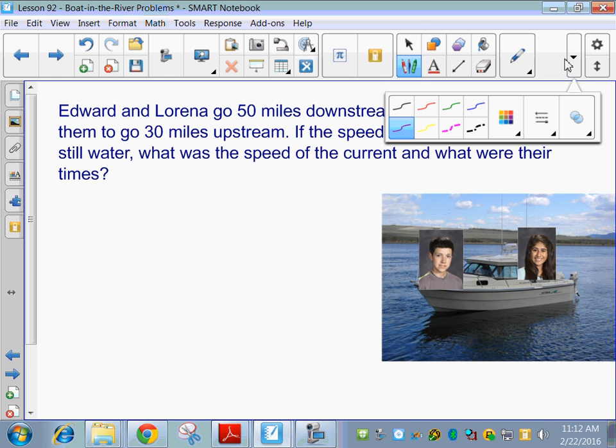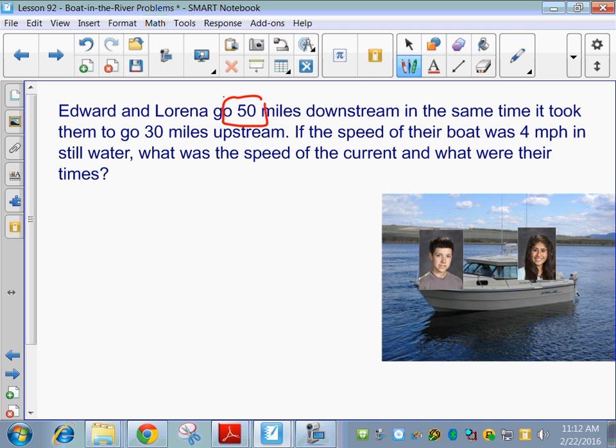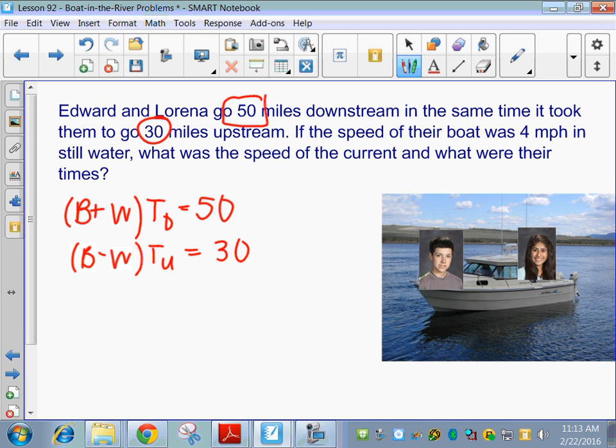All right. So let's get some colors going here. We've got 50 miles downstream. If we're going downstream, is that the boat with the water or the boat against the water? With the water, helping us out. So the boat plus the water times the time going downstream equals 50. And then we went 30 miles upstream. So the boat minus the water, because we're going upstream, times the time upstream equals 30. So we went 50 miles down the river, and we went 30 miles back up the river. By we, I mean Lorena and Edward. It was a fun trip.